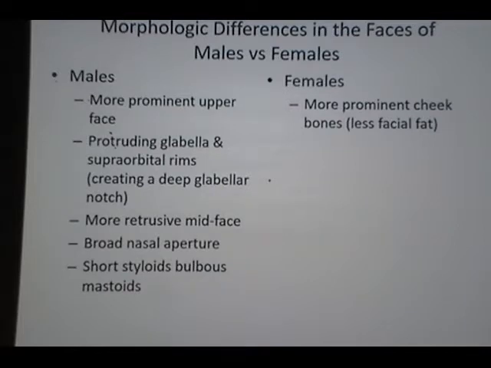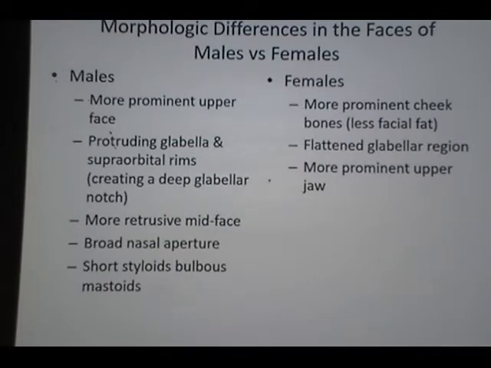Also things with your eyebrows, okay? They have a flattened glabellar region. It's just a smooth transition from the midline of your frontal bone right down to the bridge of your nose. So there's no glabellar notch. It's flat and smooth.